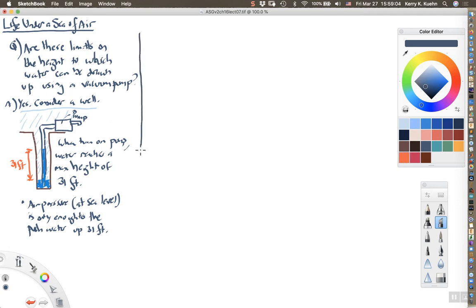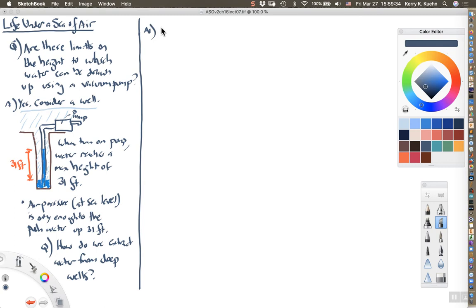Immediately this raises the question: how do we get water out of wells that are deeper? How do we extract water from deep wells? It's kind of a natural question that we may ask. And I guess there are at least two answers. Here's the first answer: you do it the old-fashioned way. You use a bucket and rope, right? You just drop a bucket down there and dip it in the water and pull it up. So do it the old-fashioned way.